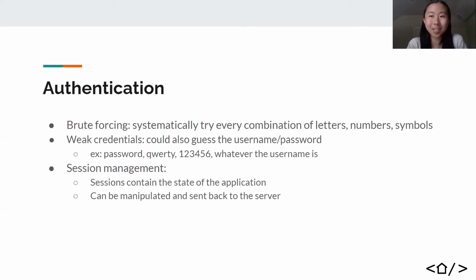Another way to test for authentication is the credentials. A lot of times people can be lazy or just not creative and they can't think of a good password. Some weak passwords are password, QWERTY, 123456, or whatever the username is. So sometimes attackers can just guess weak passwords and maybe they'll stumble upon your password.